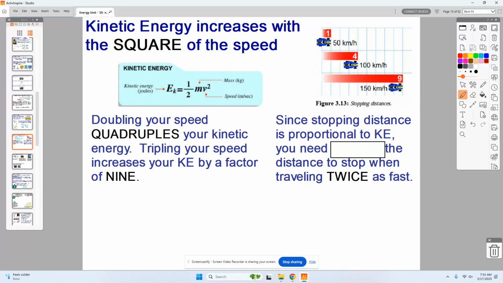Stopping distance is also proportional to KE, so you're going to need 4 times the distance to stop if you're traveling twice as fast. So you're on the highway, traveling 60 miles per hour, it's going to take you 4 times further than if you were traveling 30 miles per hour. And it's just because of that dependence on speed squared.